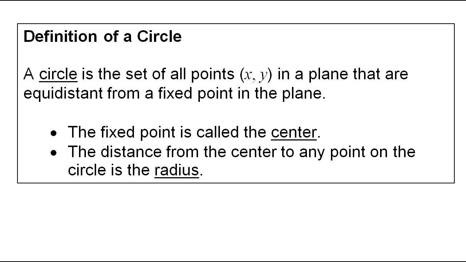circle. The definition of a circle is the set of all points x, y in a plane that are equidistant from a fixed point in the plane. Now that fixed point is called the center, and the distance from the center to any point on the circle is the radius.